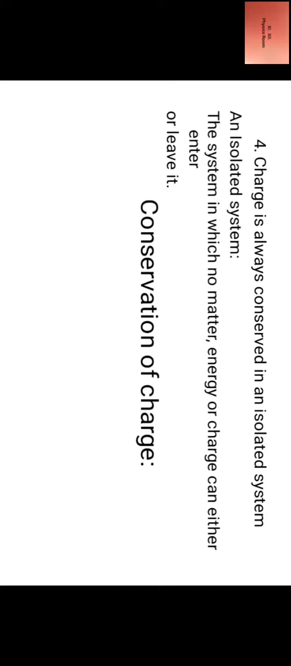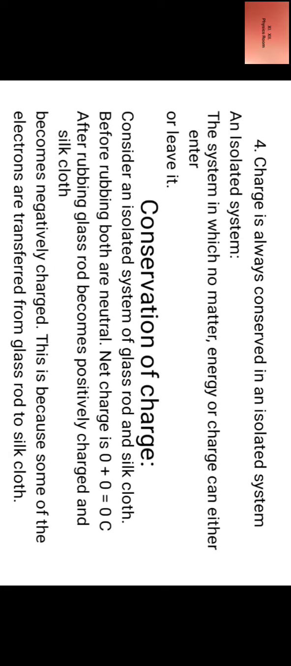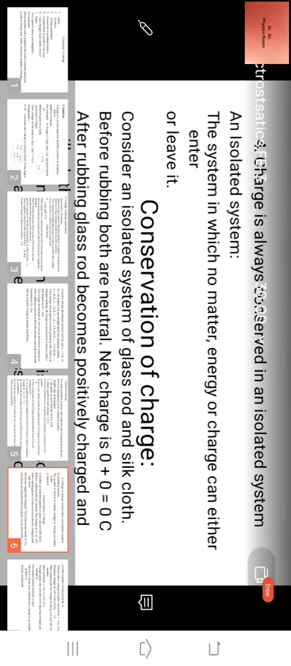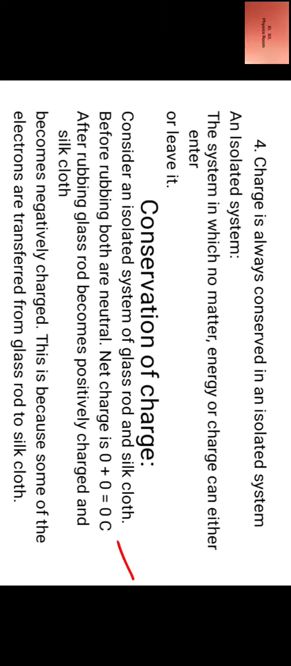Now, conservation of charge, how we can understand it. Consider an isolated system of glass rod and silk cloth. Before rubbing, both are neutral. So, net charge is 0 plus 0 equal to 0 coulomb. After rubbing, glass rod becomes positively charged and silk cloth becomes negatively charged. This is because some of the electrons are transferred from glass rod to silk cloth.